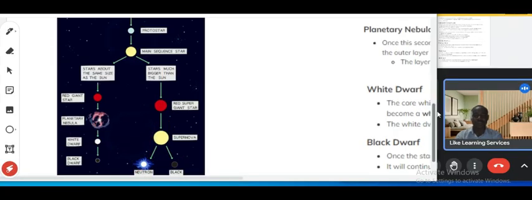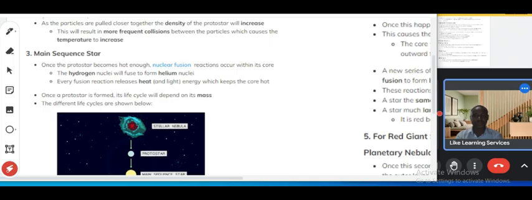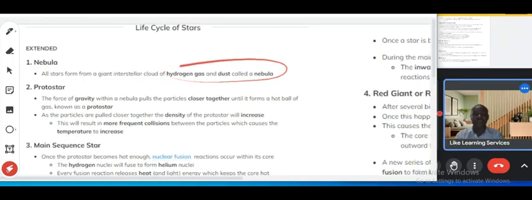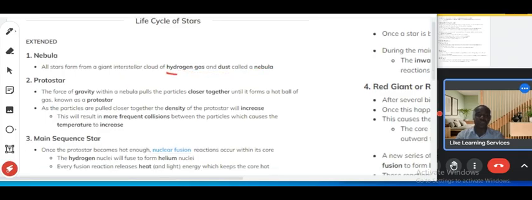Okay, so a quick summary of that. Now, starting with the gas particles or dust particles, mostly hydrogen gas, the nebula, which is a ball of giant gas particles or interstellar cloud of hydrogen and dust, those particles will begin to be pulled together by gravity.